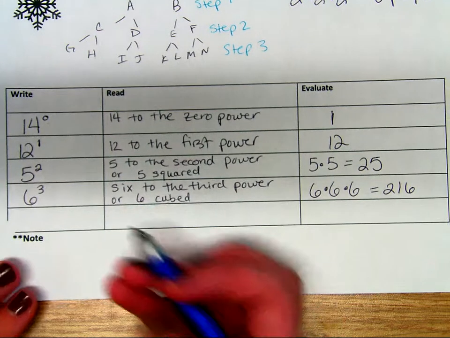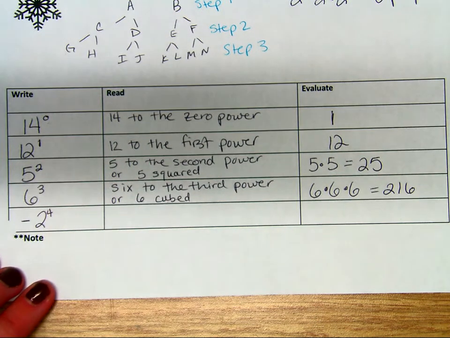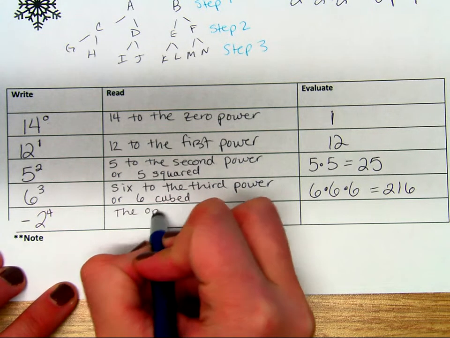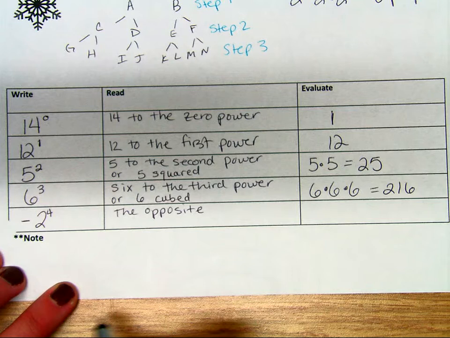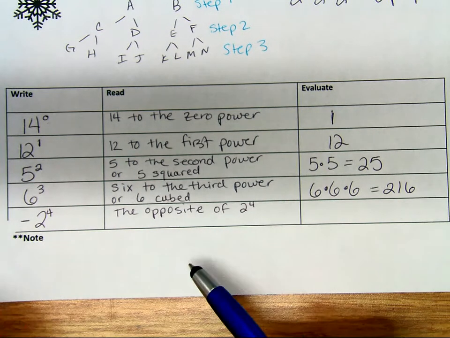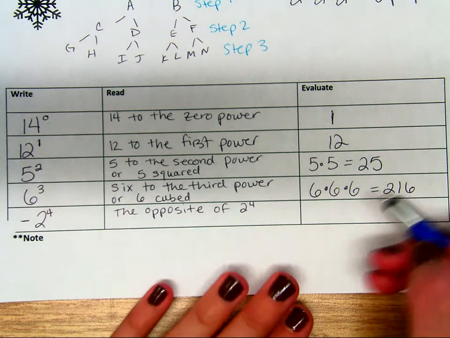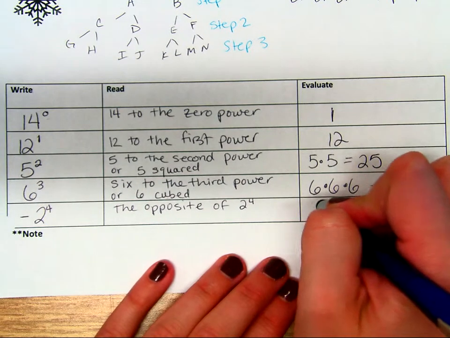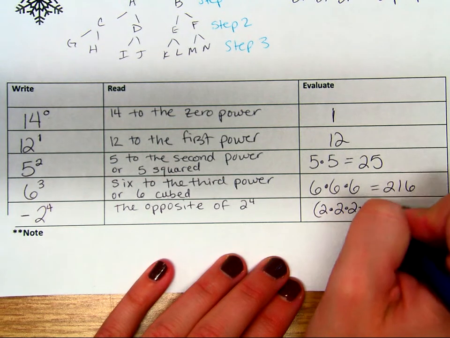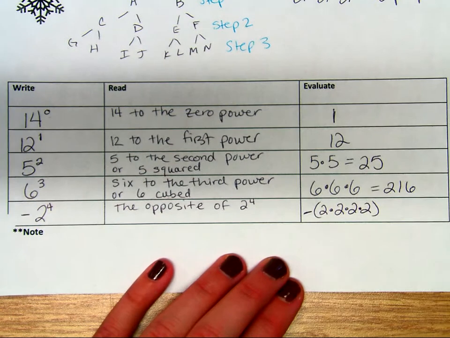Let's mix it up a little bit. What if I had negative 2 to the fourth power? This actually means the opposite. The way I would say it is the opposite of 2 to the fourth. So whatever 2 to the fourth is, I'm going to take the opposite. So the way I would evaluate it is, well, I want to find 2 to the fourth, which means 2 times 2 times 2 times 2, multiply 2 with itself 4 times. And then once I do that, I'm going to take the opposite.